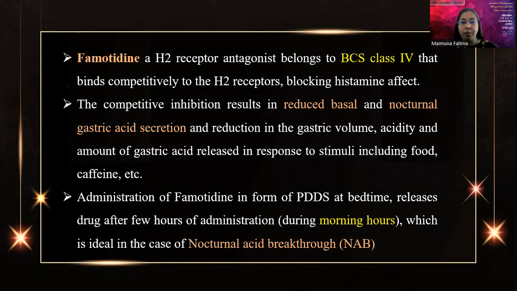Famotidine is an H2 receptor antagonist which belongs to BCS class 4. It binds competitively to the H2 receptor and blocks the histamine effect, resulting in reduced basal and nocturnal gastric acid secretions and reduction in the gastric volume, acidity, and the amount of gastric acid released in response to stimuli.